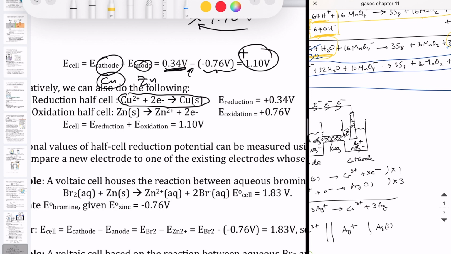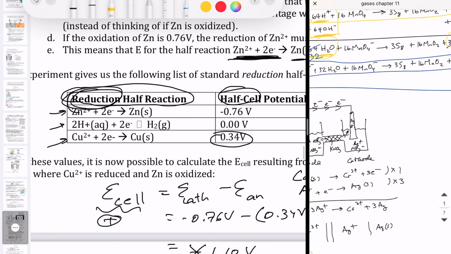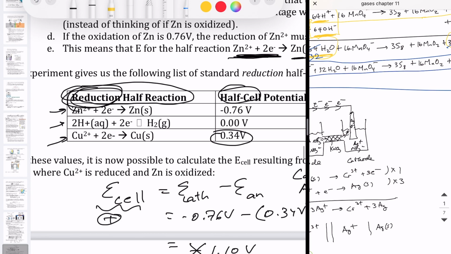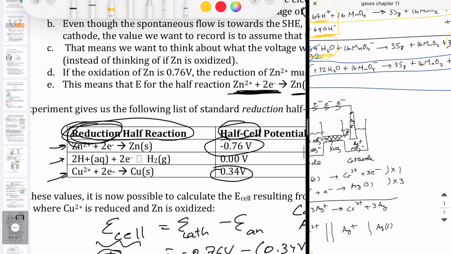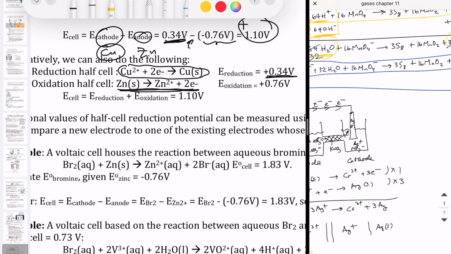And the E reduction is just going to be positive 0.34. We already know that. That was the number that we got earlier, right? This is all for reduction. If my copper is being reduced, that means my zinc has to be oxidized. So I'm going to write an oxidation reaction here. Now, the number we got earlier, the negative 0.76, is for a reduction reaction. So if you want zinc to be oxidized, that means its oxidation potential is going to be positive 0.76.